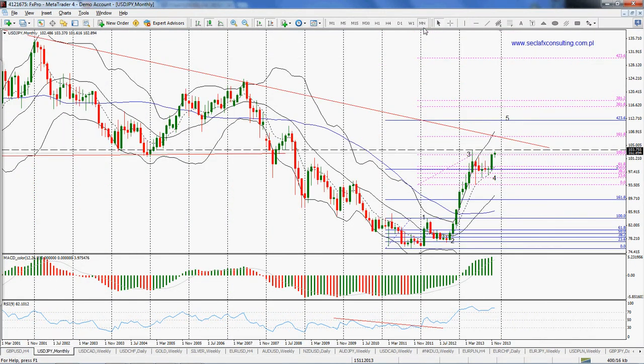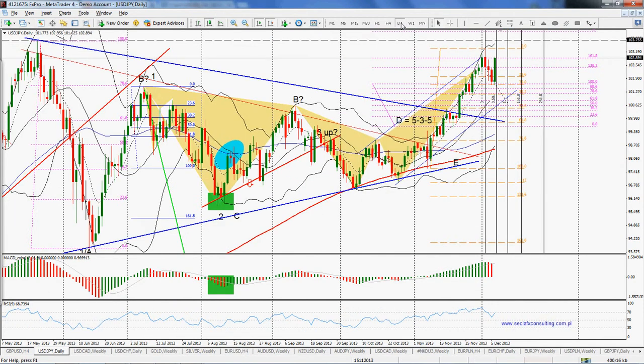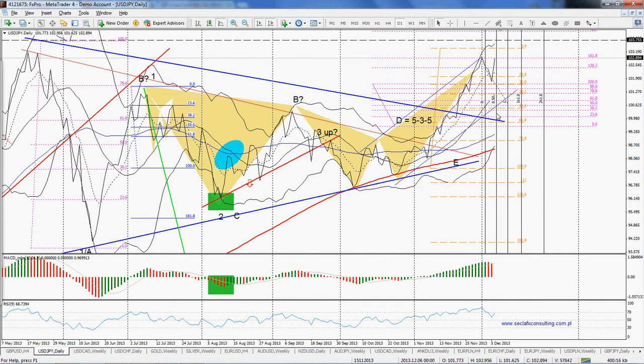This is USD Japanese Yen, the monthly candle. The weekly candle is a candle with a lower body and upper and lower shadows, and the upper shadow is shorter, so the market is most probably making the last fifth wave, because it has broken out of this triangle and is making the last fifth wave. I was explaining it last week.